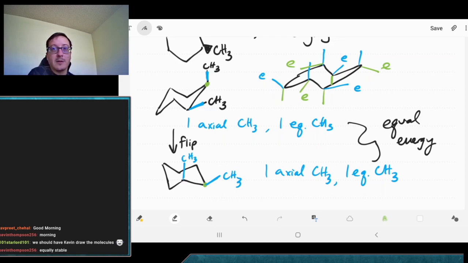And so we saw that even with just substituting 1 methyl group for 1 hydrogen on cyclohexane, so just methylcyclohexane, 95% of the molecules had the methyl group equatorially, right? There's a very strong preference for that. In this case, we don't have a choice. One's axial, one's equatorial. There's no way to do that.